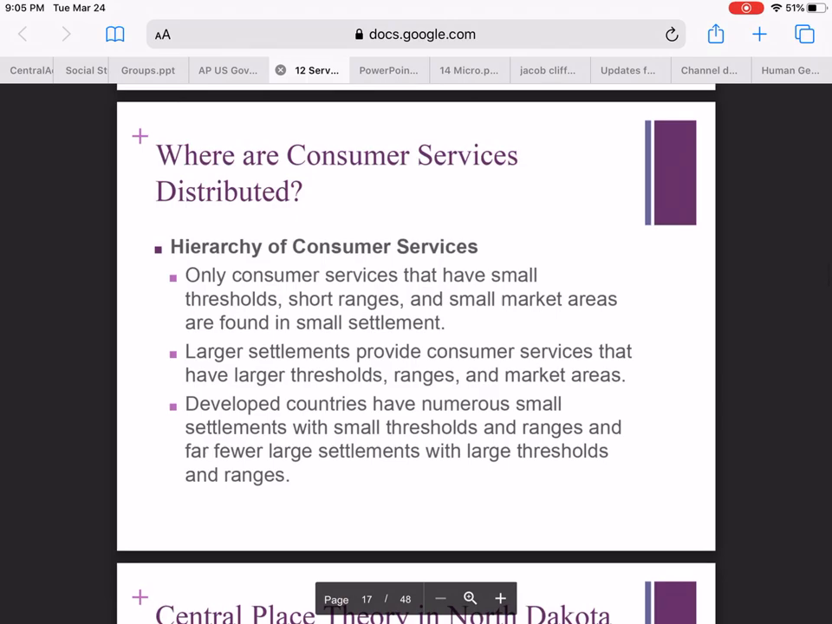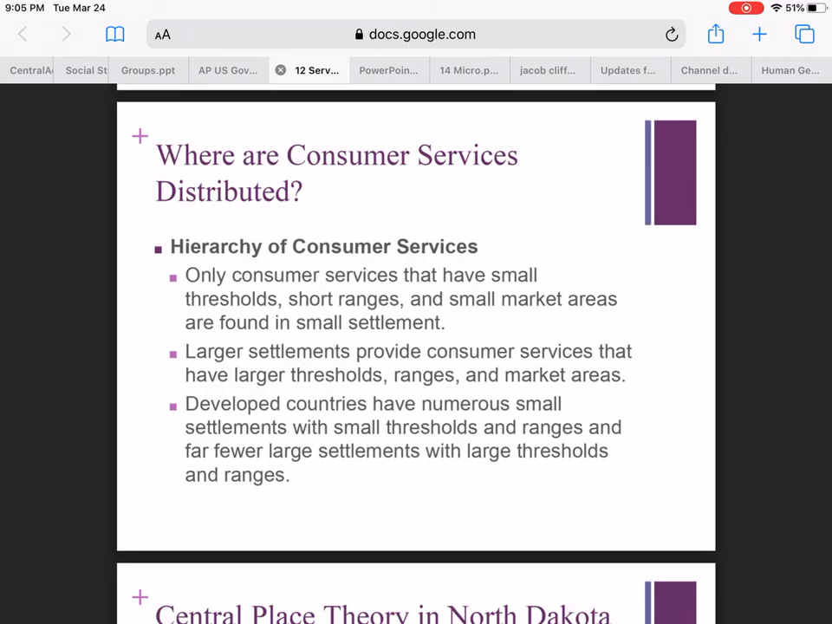Now, just to follow up on that a little bit and give you an example of this, generally only consumer services that have really small thresholds, small ranges, and small market areas are found in small settlements. So that's the example I gave yesterday with Phillipsburg. If you look at the types of businesses you would see in Phillipsburg, you're going to see gas stations, maybe a really small restaurant, small stores that don't take a lot of people to support them. People aren't willing to drive really far to get there. And those are the types of businesses that will survive there.